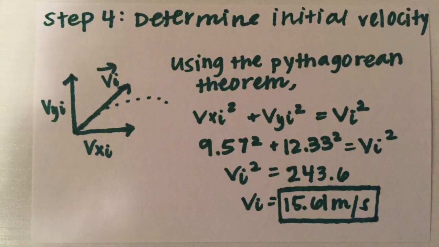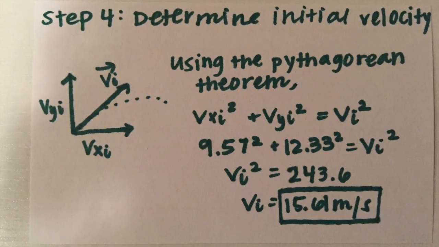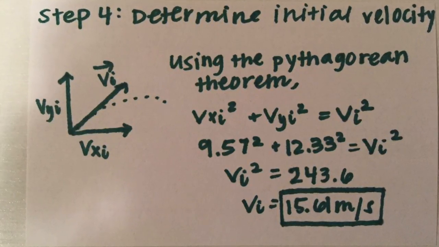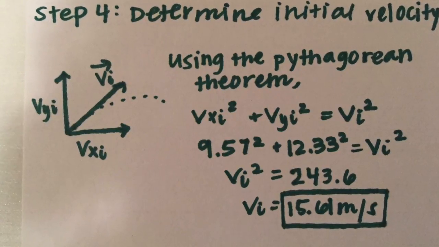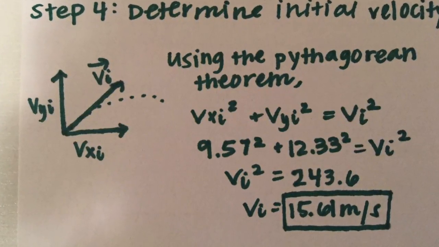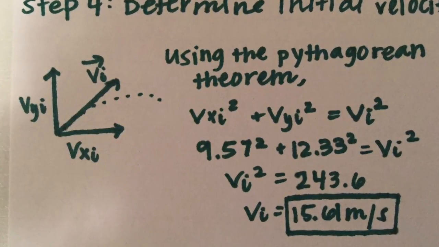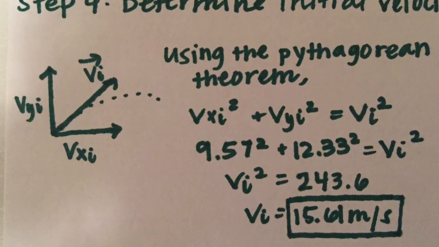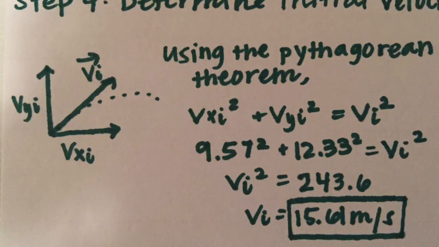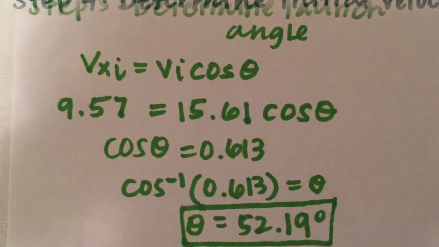Step 4 is to determine the initial velocity. We can do this because we now know both the x and y components of initial velocity. Using the Pythagorean theorem and the fact that the hypotenuse of the velocity components is the initial velocity, we determine that v initial is 15.61 meters per second.